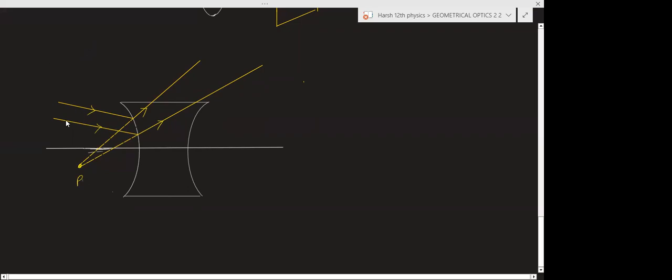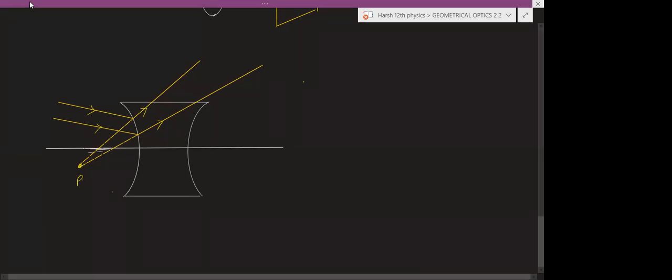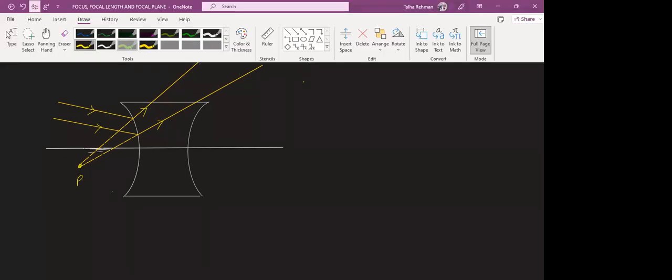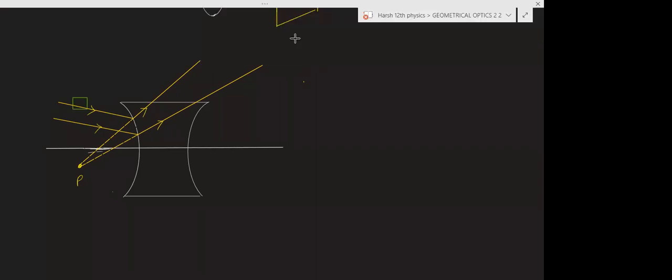So now these are the parallel light rays, and these parallel light rays are striking on the lens. After passing through the lens, these rays are getting diverged, and when you produce these diverging rays in the backward direction, they meet at a common point, and this common point is lying on the focal plane. So you can say.